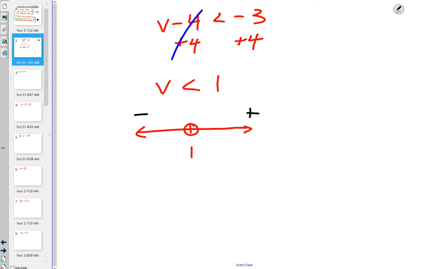It doesn't matter where the inequality is facing. If you see that little "or equal to" sign underneath, it's closed. Always. Boom.